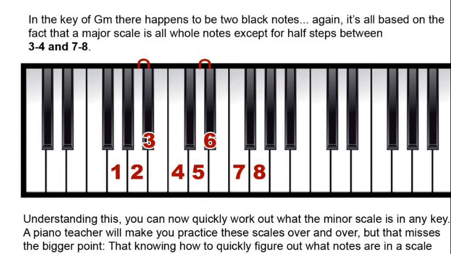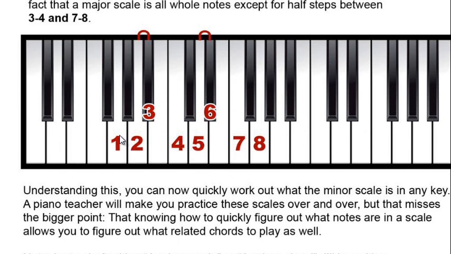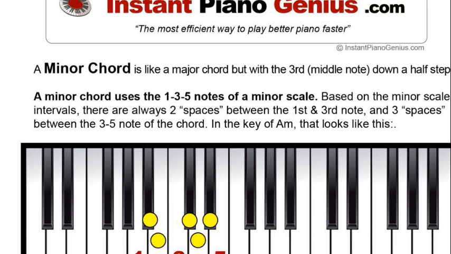And if you're playing a different key, like the key of G, there happens to be 2 black notes, but again, the black notes and white notes, that doesn't matter. All you need to know is between the 2 and the 3 is the half step, and between 5 and the 6 is the other half step. Now, knowing how to play any minor scale, you can figure out any minor chord.